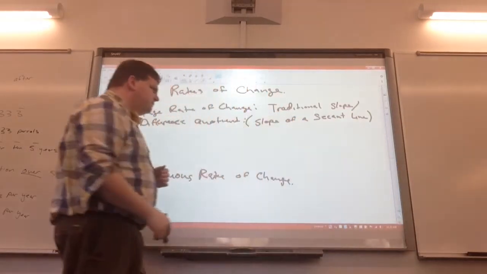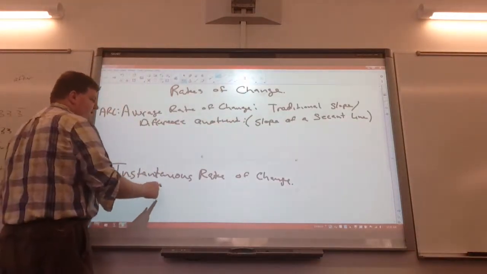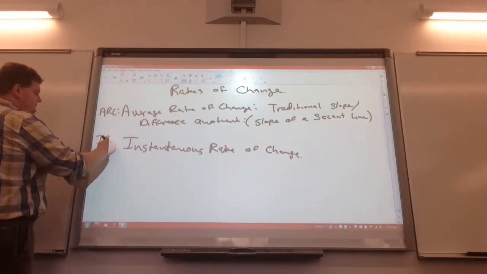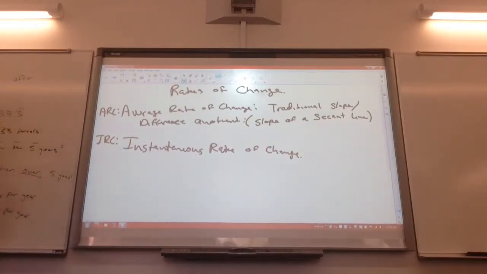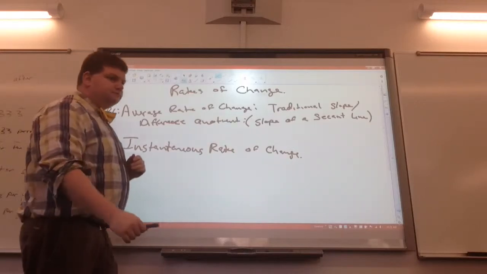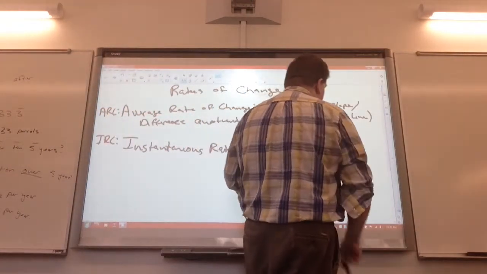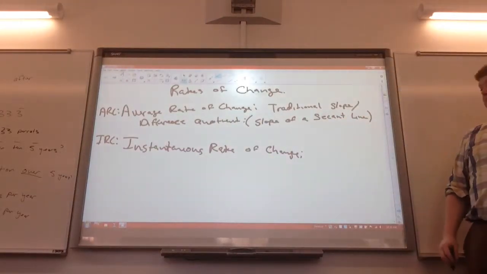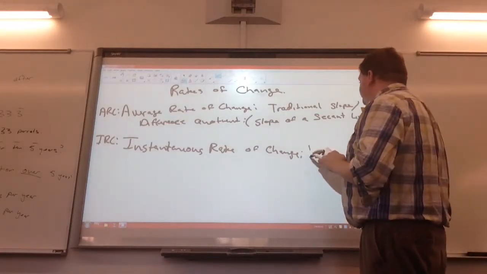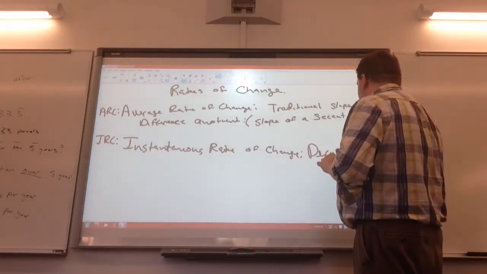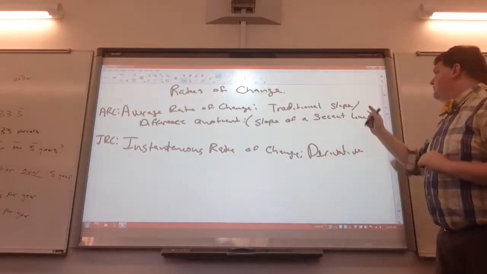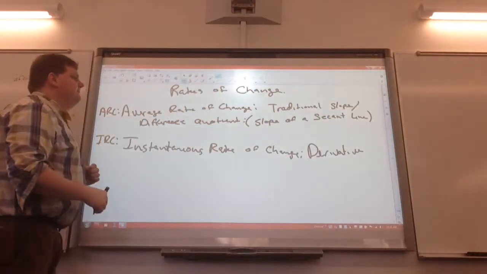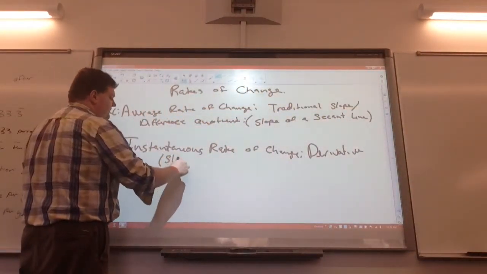Slope of a secant line. Instantaneous rate of change is abbreviated IRC. And what does it represent? That's a point, right? It's the change at a specific point. So it's modeled after the tangent line or the derivative. So instantaneous rate of change is the derivative. Average rate of change is traditional slope or the difference quotient. But instantaneous rate of change is the derivative or slope of a tangent line.